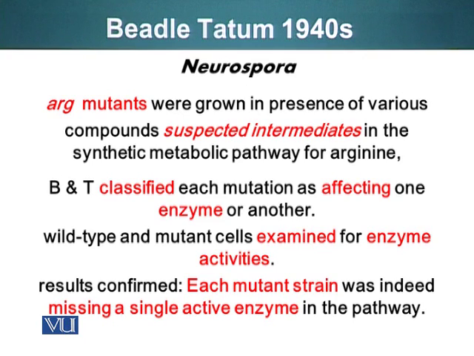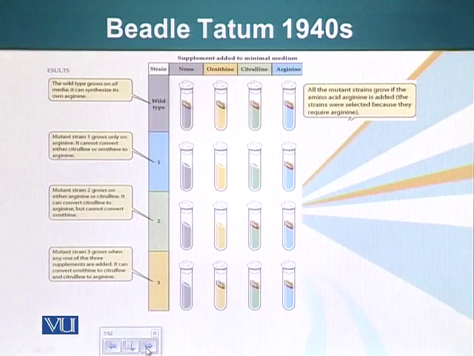Wild type, meaning the original strain which did not require any special nutrients to grow, and the mutant cells were examined for enzymes and their activities using biochemical assays. The results confirmed that each mutant strain was indeed missing a single active enzyme in the pathway of arginine production. Here is a photograph of their experiment.